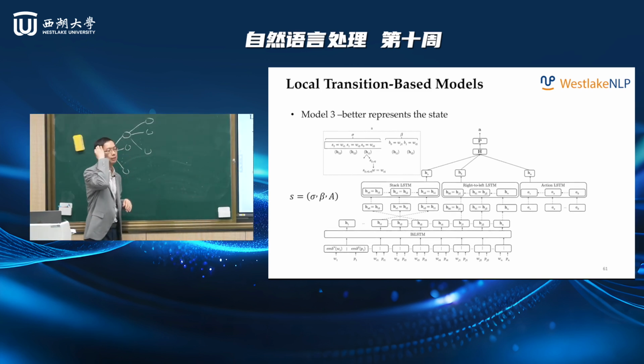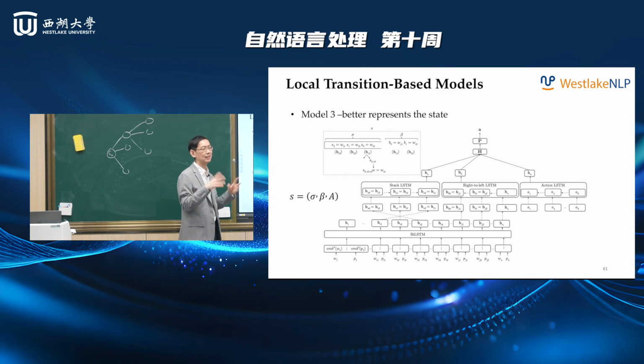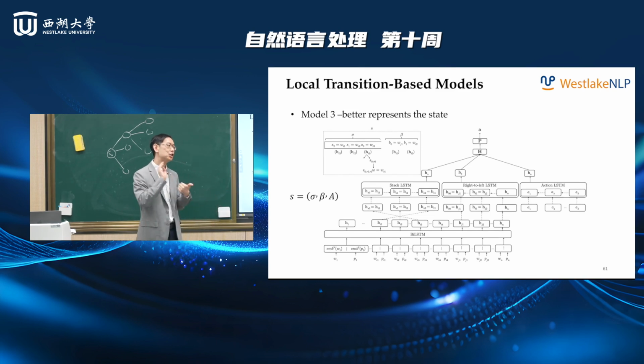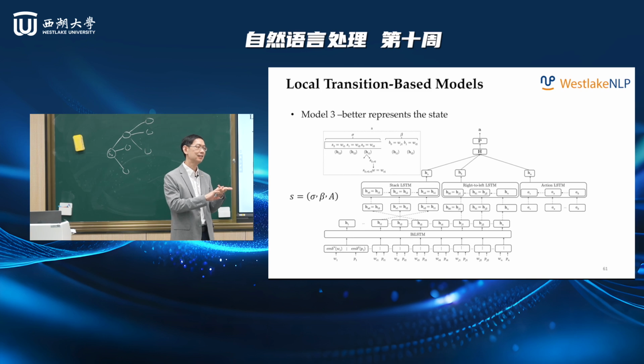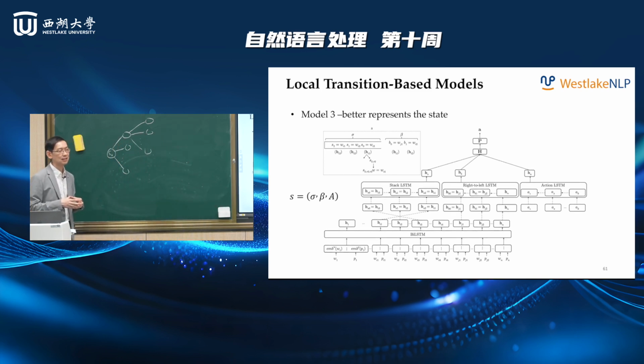What is the action sequence encoder? It encodes whatever action sequences were already taken, okay, as a history. So if already shifted, left arced, what's the probability of a right arc? Okay, so this is what the action sequence encoder does.